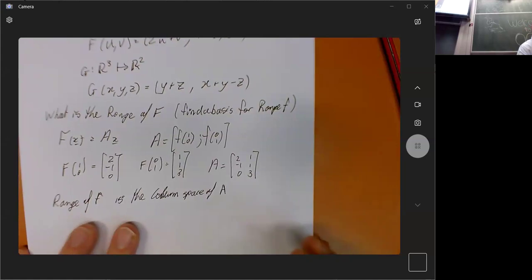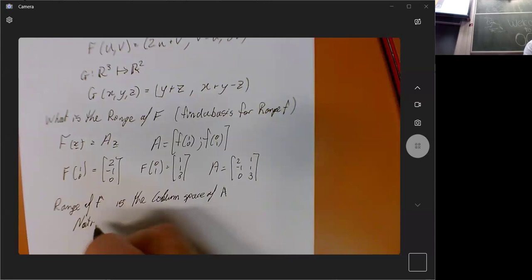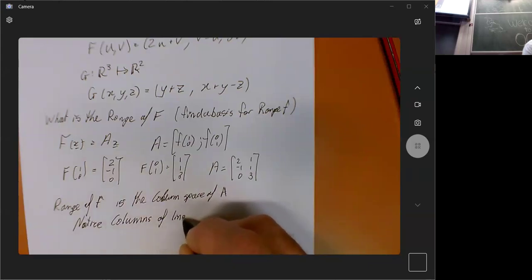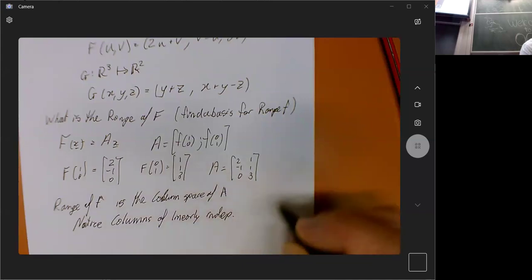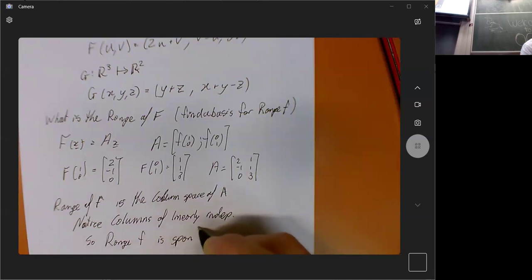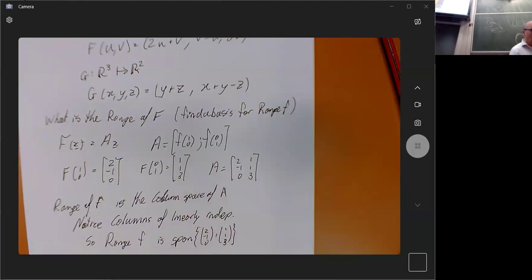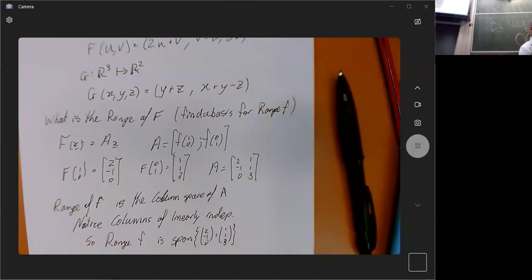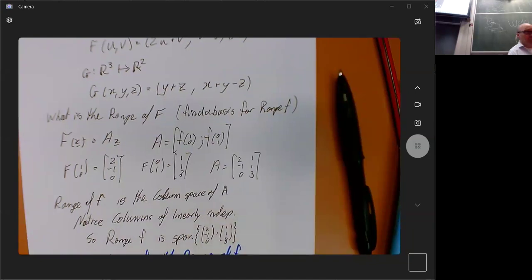So the range of F is the column space of A. Here is an equivalent statement. I can actually also describe it and give a basis for it.